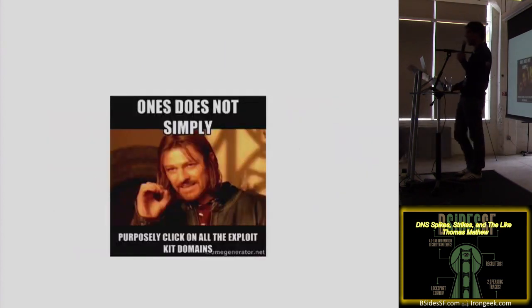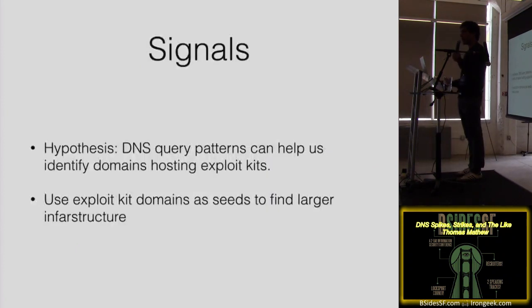So let's start with a very simple idea. Exploit kits have a set of domains that are all connected in a chain. You might expect a user to click on perhaps one of those domains on purpose, but not the entire set. This gives us an interesting idea. How about we have the following hypothesis? DNS query patterns can help us identify domains hosting exploit kits. Not passive DNS patterns, but instead recursive DNS patterns.